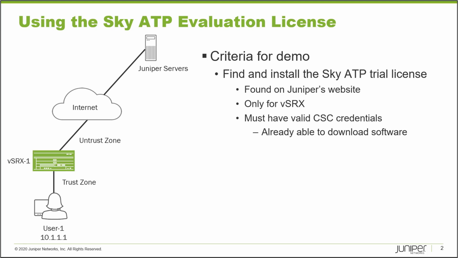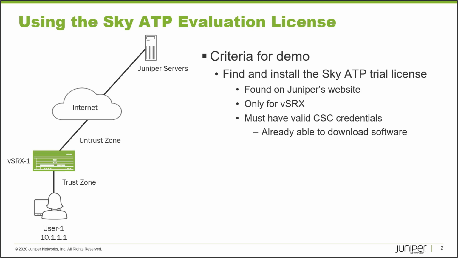And so this trial license is found on Juniper's website. You can only use it on vSRX. You can't use this on a hardware-based SRX such as an SRX 340, an SRX 380, or anything like that. So keep that in mind. And you must have valid CSC credentials. So that's Customer Service Center credentials, which means you need to already be able to download software. So if you meet that criteria, you can download that. That means you can download vSRX and you can download the Sky ATP trial license.